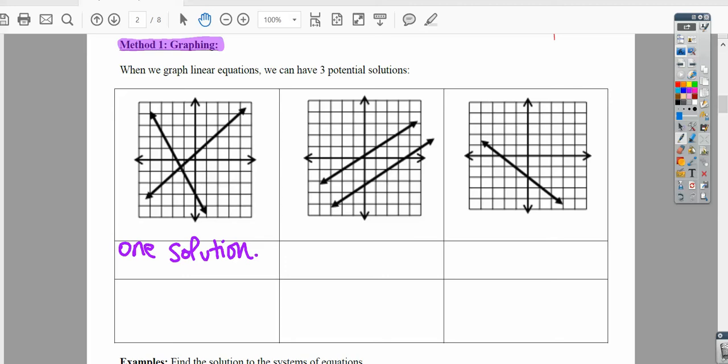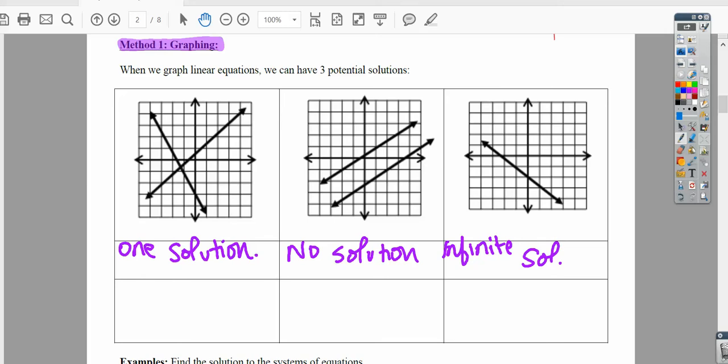If they intersect never, they have no solution. And if they're stacked on top of each other, how many solutions do they have? Well, they have infinite solutions. Okay? So one solution, no solution, infinite solutions. Those are the number of solutions.